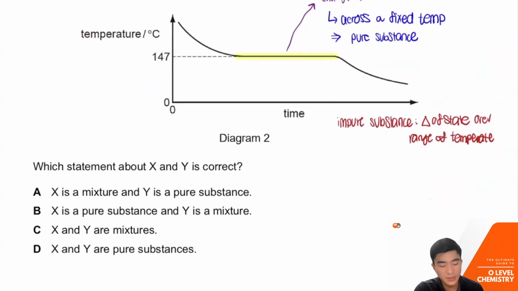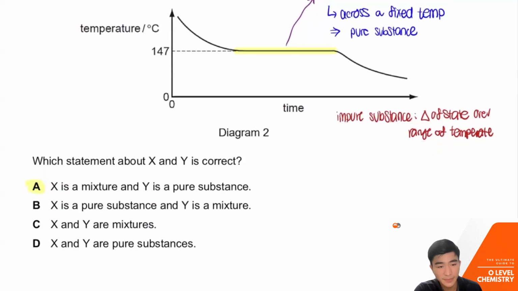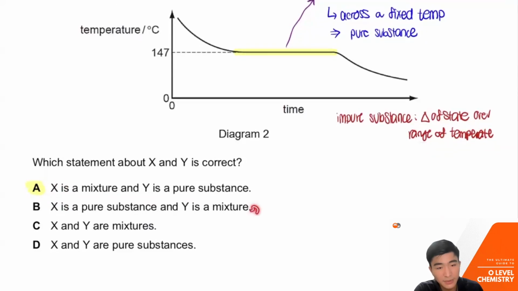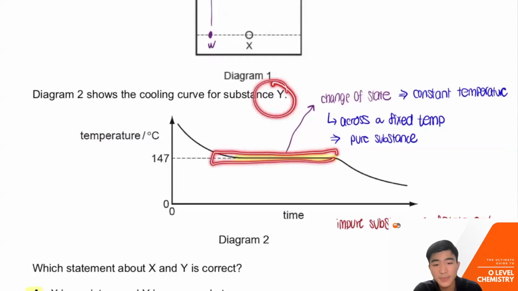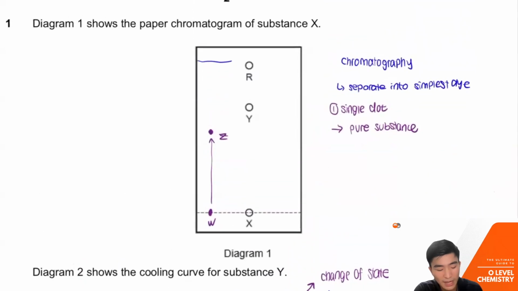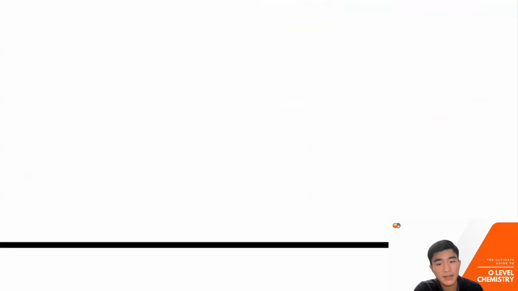X and Y. Which statement is correct? You can see X is going to be a mixture and Y is going to be a pure substance. So option A is correct. The rest, I think I don't need to go through, right? All of these are wrong. Most important, you need to know that Y is a pure substance because it changes state at a fixed temperature, whilst X, because it's split into two different dyes, you know that it is an impure substance, a mixture. Now this is for question one.